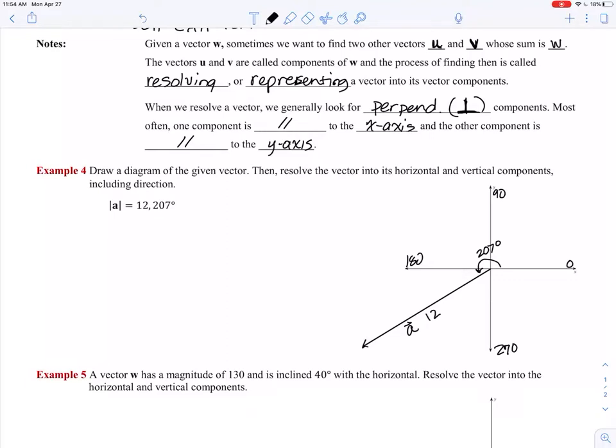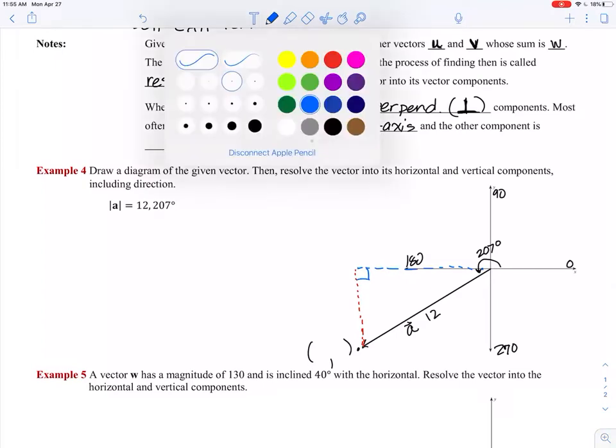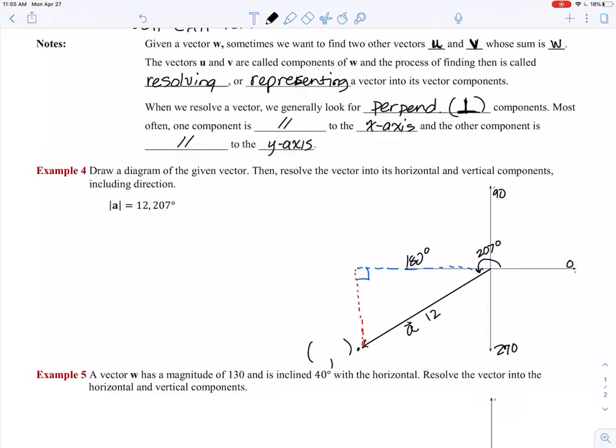Okay, and so what we want to do is resolve it down into its horizontal and vertical components. So basically what I'm looking for is I want to know what is the x-coordinate, what is the y-coordinate. So I want to know, I'm going to change colors here. What is this value? And I want to know what is this value. So right now, this 180 degrees, by the way, what I want to know is what are these values? What is this vector here?